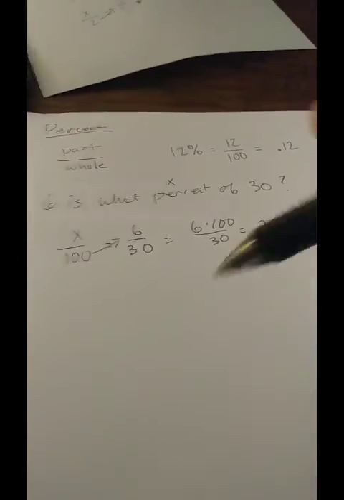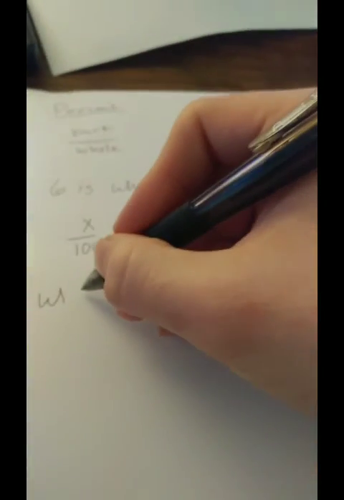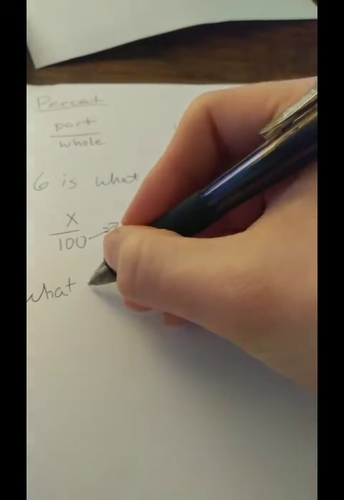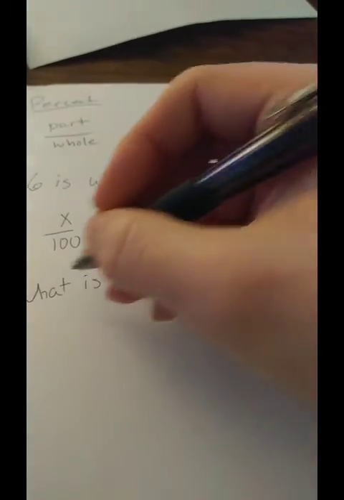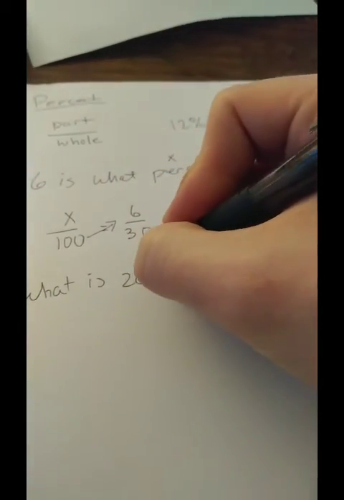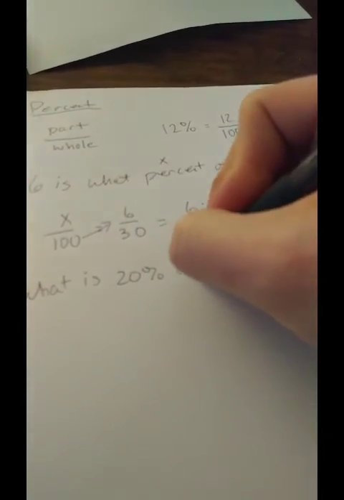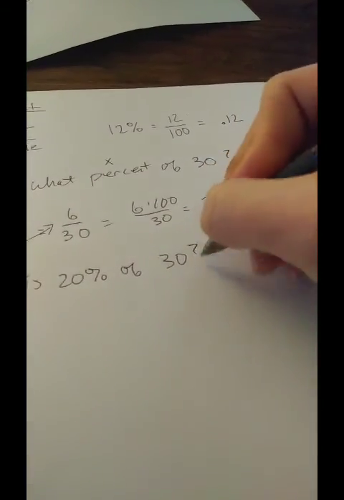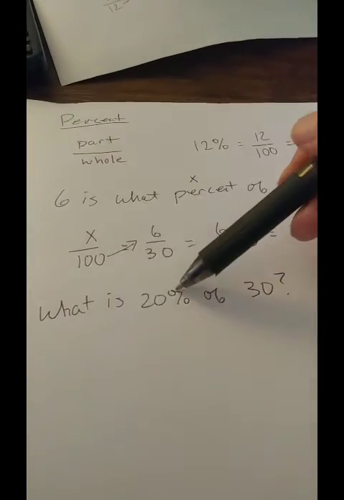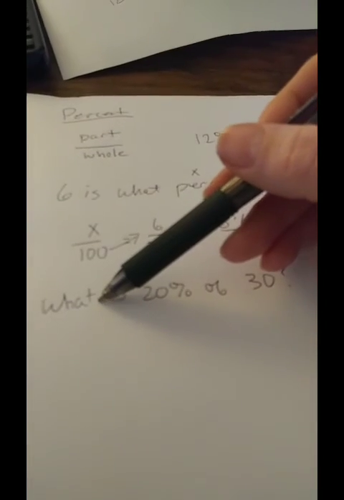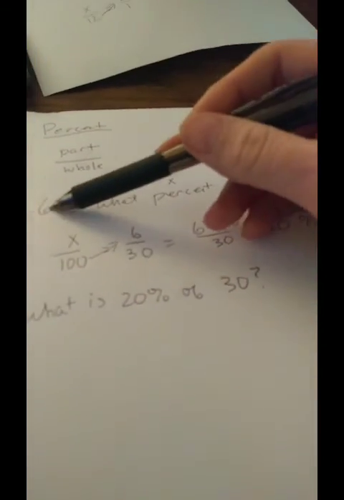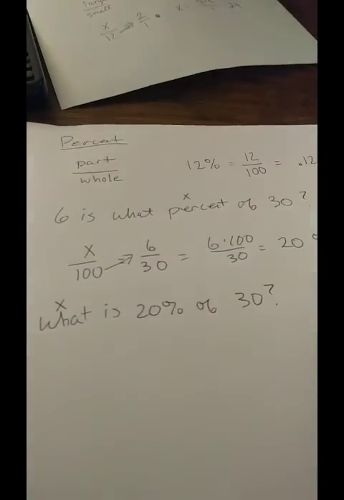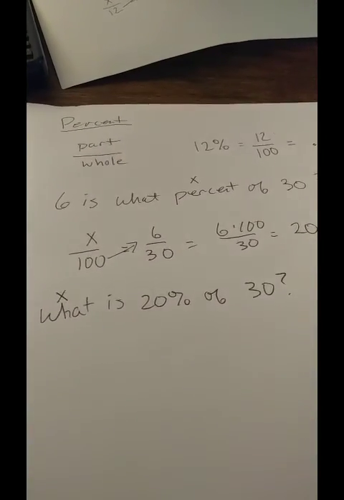Now the other way would be a question like this. We could say, what, and I'm going to use the same numbers, but it could be any numbers. What is 20% of 30? So you see how that's different? Here we have the percent, but not the part number. Before, we had the part number, but not the percent. So the part number is the unknown.